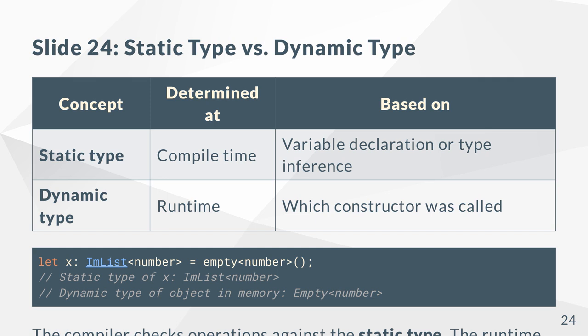The compiler checks operations against the static type. The runtime dispatches method calls based on the dynamic type. This is dynamic dispatch, the mechanism that makes polymorphism work.